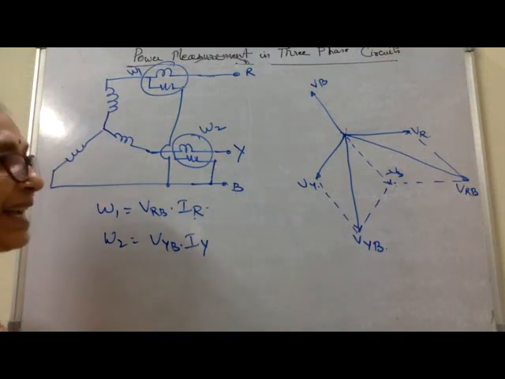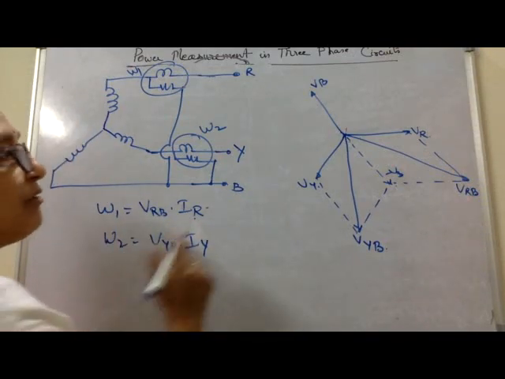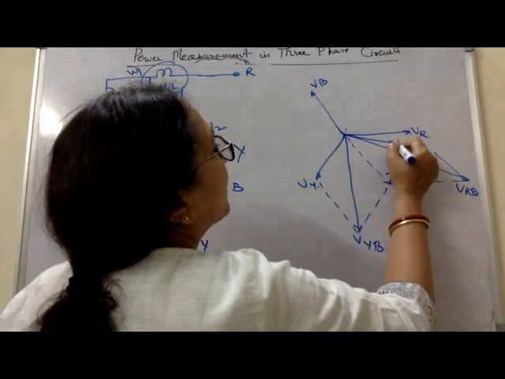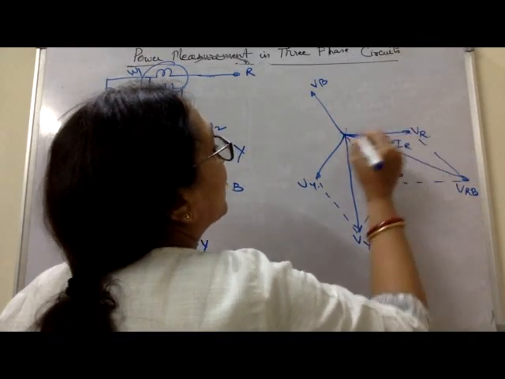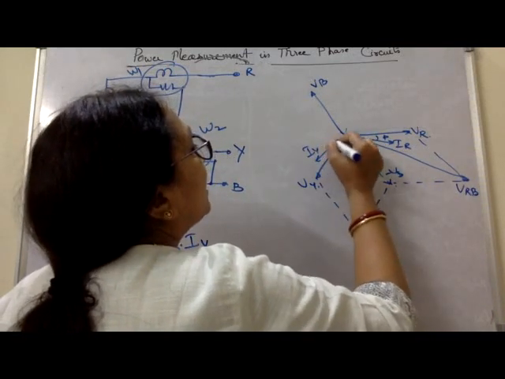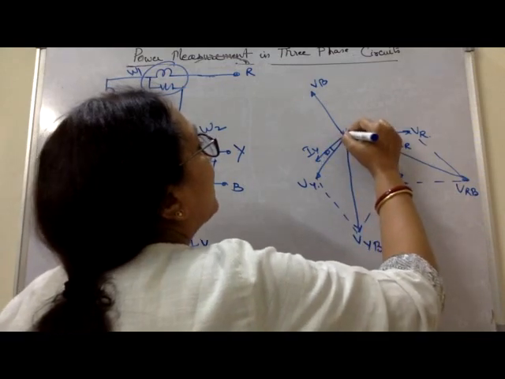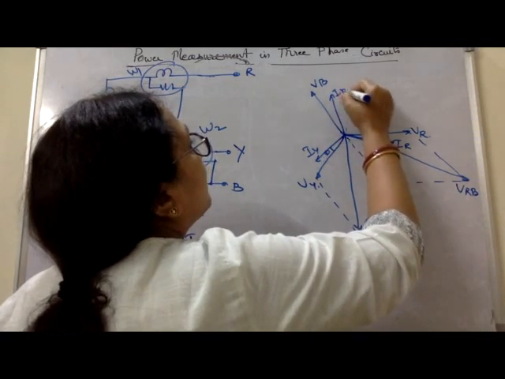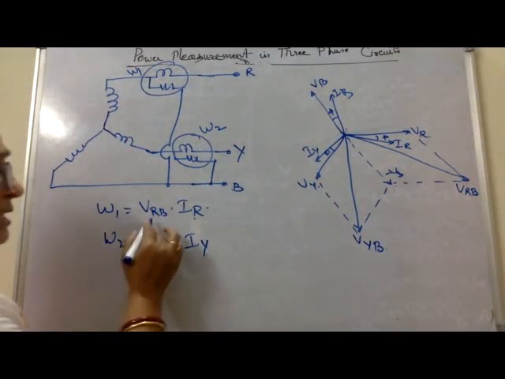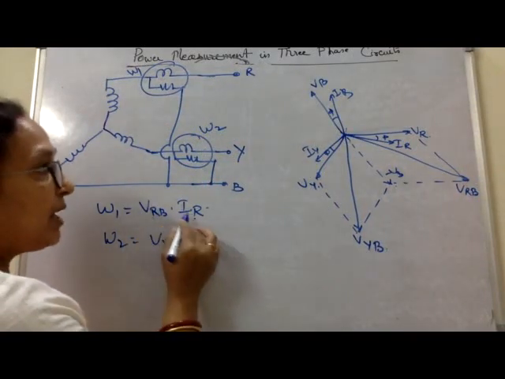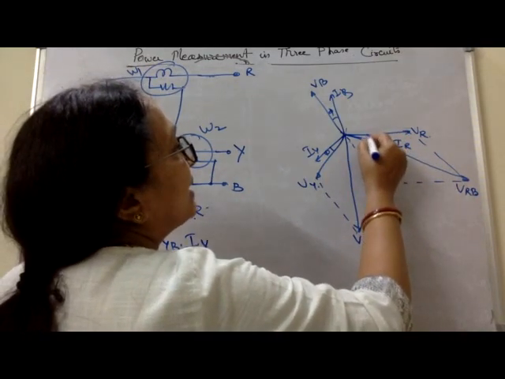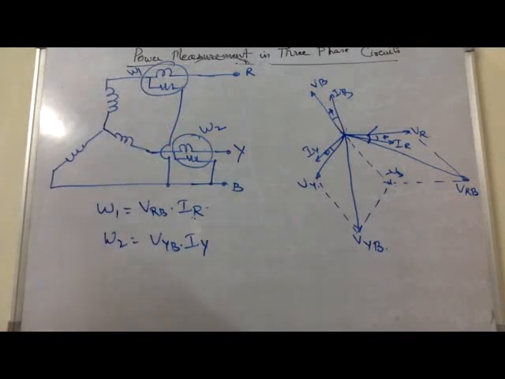Now suppose we are calculating this power for a lagging phase current by an angle of phi. This is phi, this is IY, this angle is phi, and this is IB, this angle is phi. Now, what is the angle between VRB and IR? This total angle is 30 degrees.